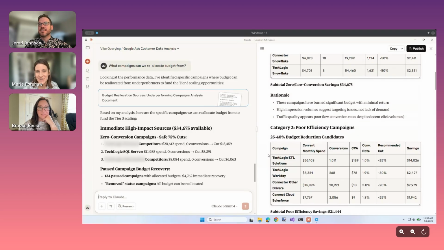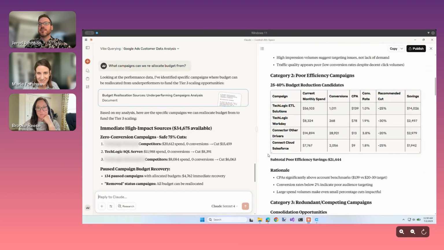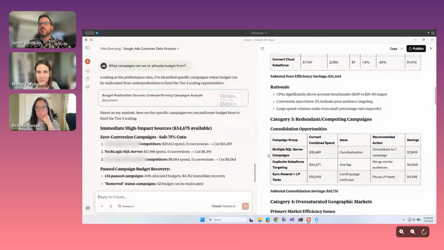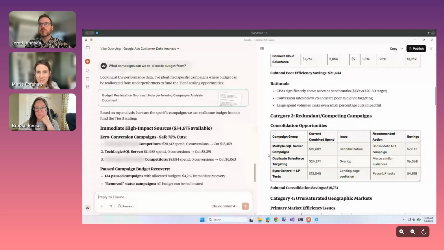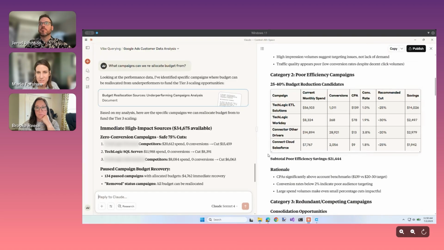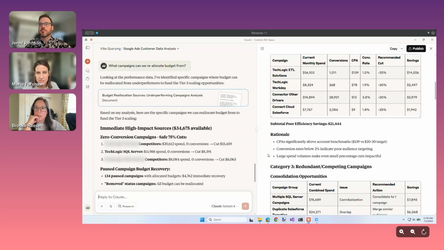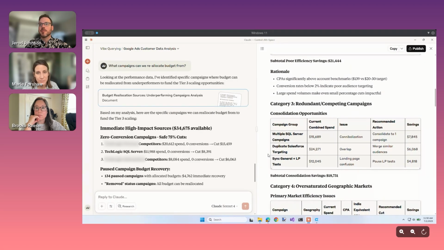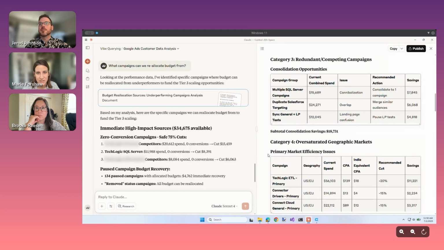Strategy. So yes, that absolutely. But yeah, so it looks like, sorry, the middle bucket, Jared, if you go back up, poor efficiency campaigns is another bucket, redundant competing campaigns. Yeah, so it put it into some buckets. Yeah, that's kind of cool.